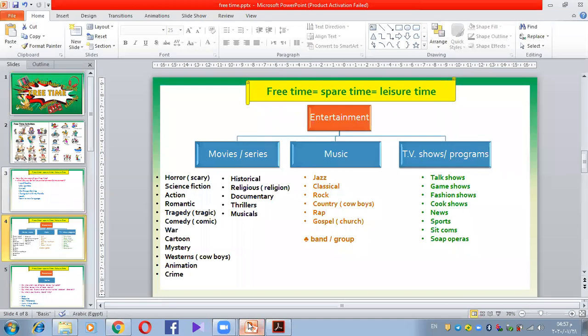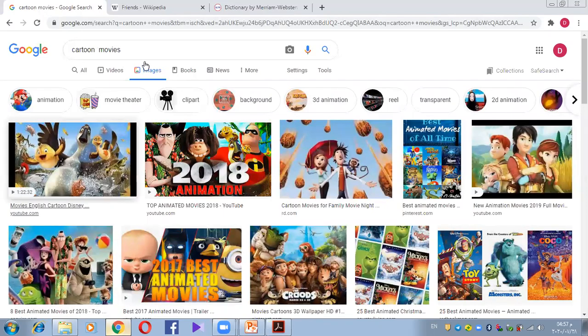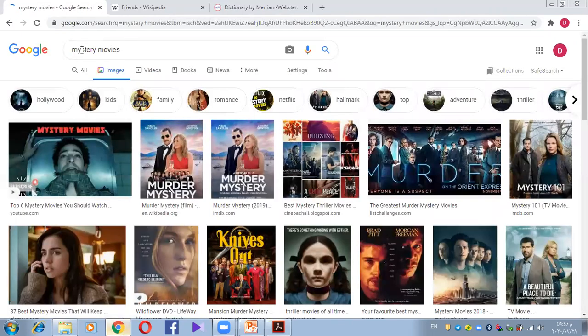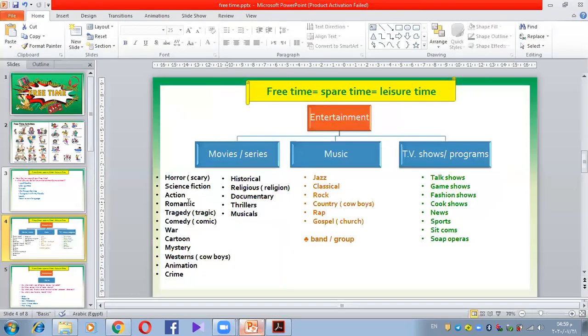Cartoon movies, mystery. Mystery movies like Holmes, guys. Do you know Sherlock Holmes? So it has a mystery within the movie, so you have to solve it throughout. It could be a murder, it could be a crime, it could be any of these.